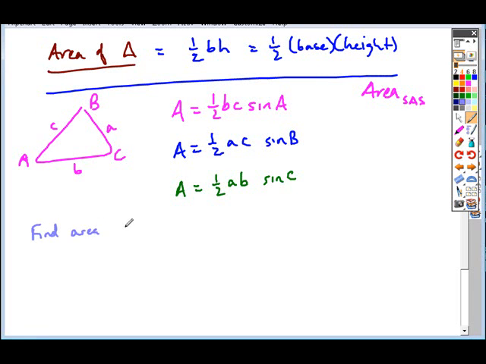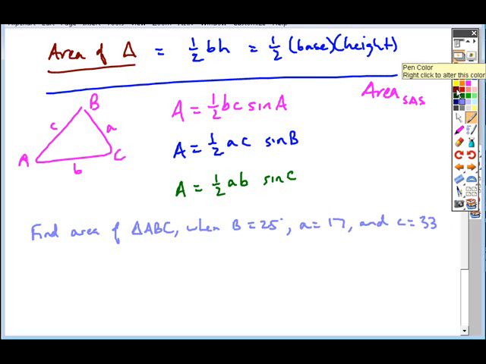Okay, so if I ask you to find the area of triangle ABC when B is equal to 25 degrees, a is equal to 17, and c is equal to 33. Okay, it's just to plug it in and solve it. So again, I'd suggest you have this in your notes, accessible to find. And you're simply going to apply the correct formula.